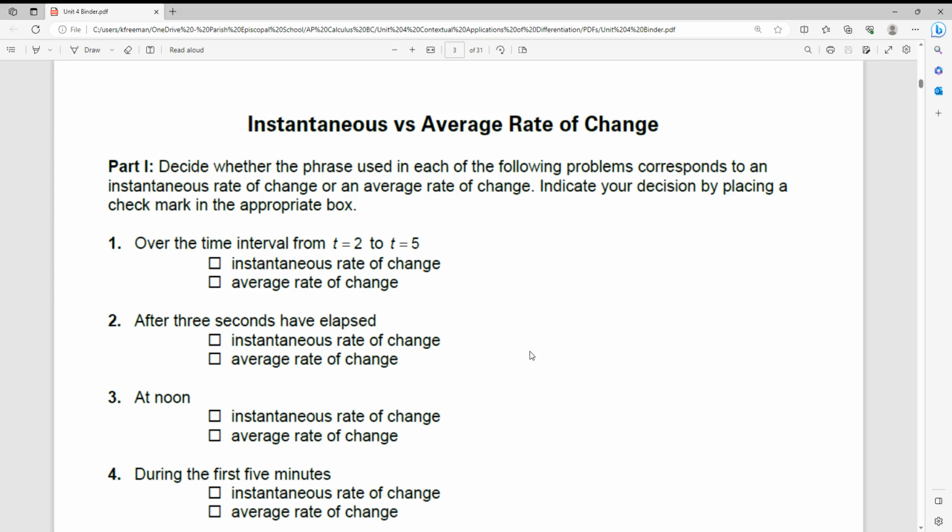Continuing the lesson for 4.1 through 4.3, the next page is instantaneous versus average rate of change.